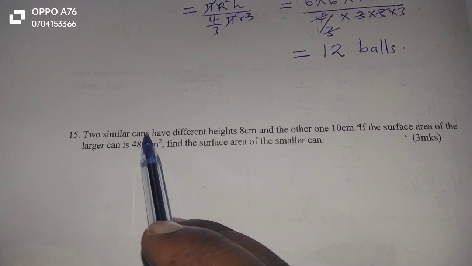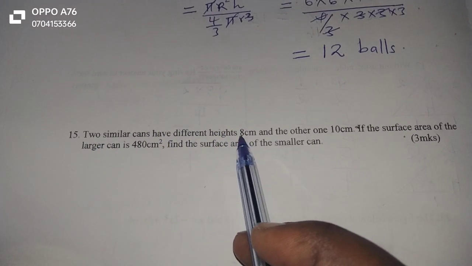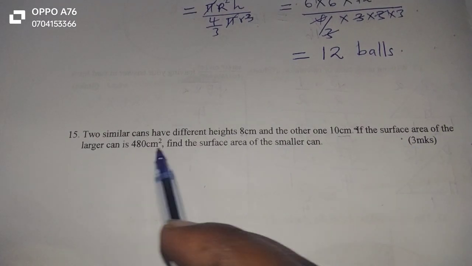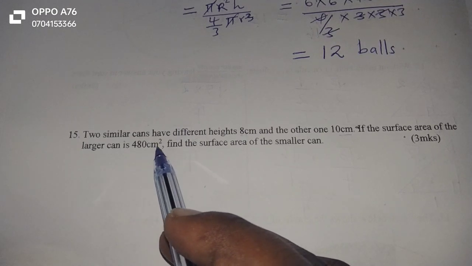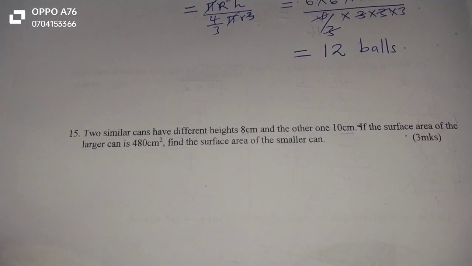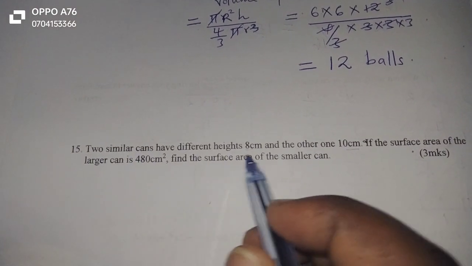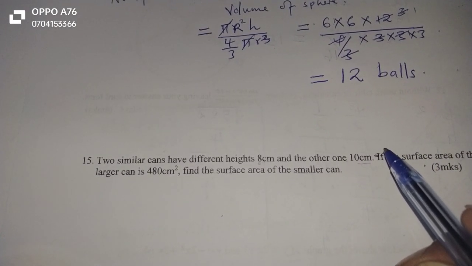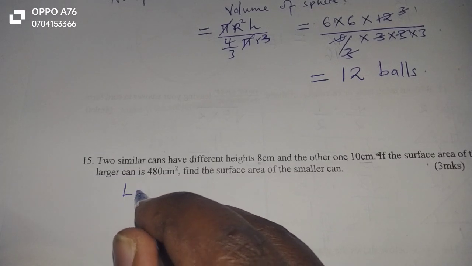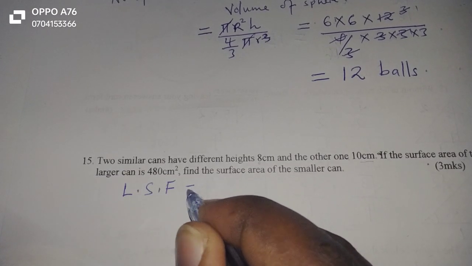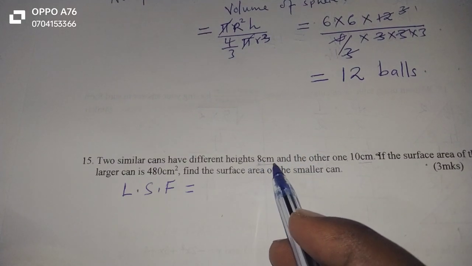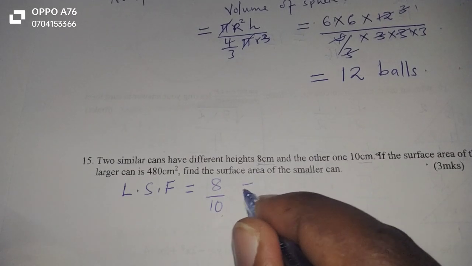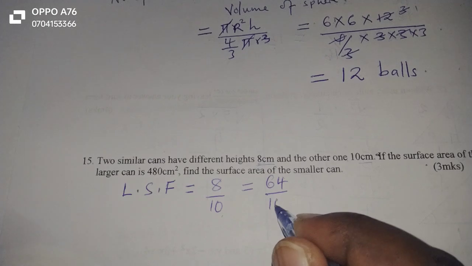Number 15. Two similar cans have different heights, 8 and 10 centimeters. The surface area of the larger can is 480 square centimeters. Find the surface area of the smaller can. Okay, with the two heights, which are dimensions measured in linear scale, they can help us get the linear scale factor. They are linear dimensions, just one dimension. So 8 out of 10 is giving us the linear scale factor.